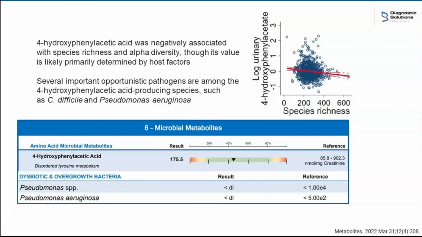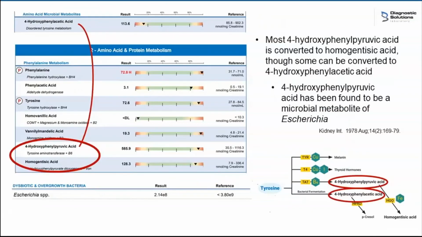So 4-hydroxyphenylacetic acid is considered by some as a metabolic marker of dysbiosis. So I'm going to see what's going on there. Not just that, as I mentioned, there are other markers that can contribute to that. So I need to pull back and look at the full picture.